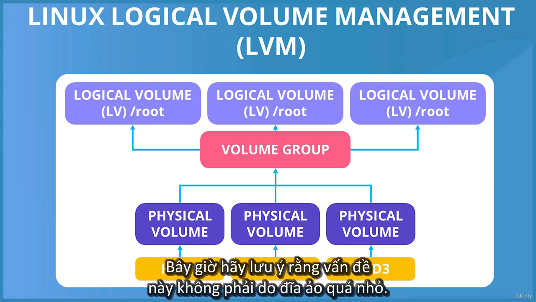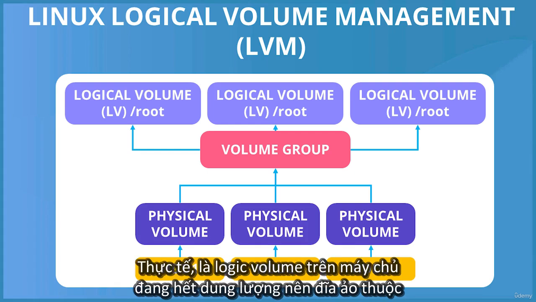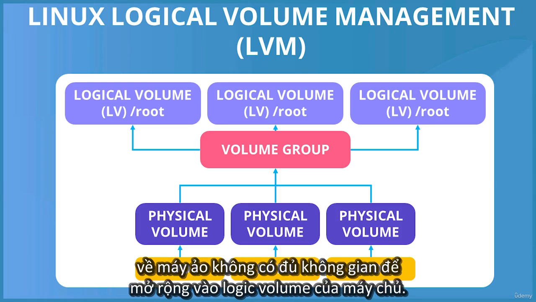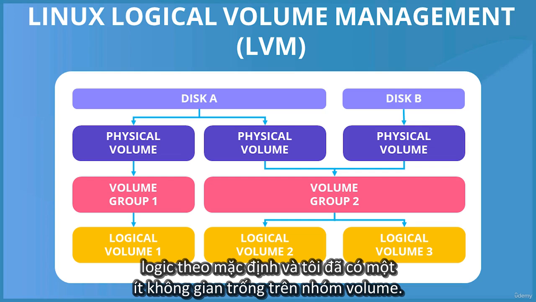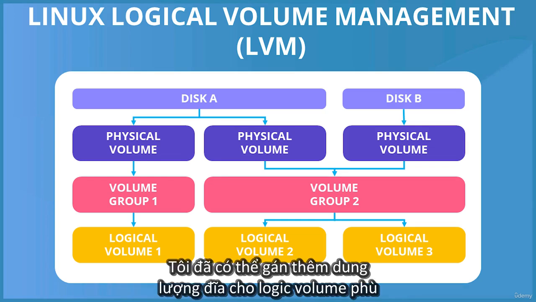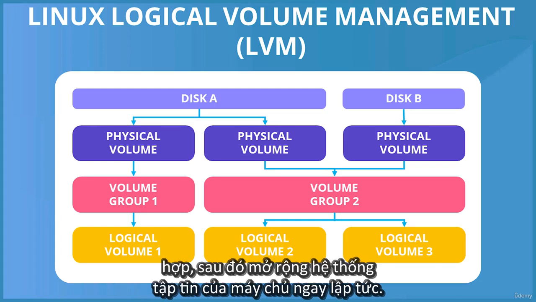Note that this problem was not due to the virtual disk being too small. It was the logical volume on the host computer that was running out of space, so the virtual disk belonging to the virtual machine did not have enough space to expand onto the host's logical volume. Since most modern distributions use logical volume management by default, and I had some free space available in the volume group, I was able to assign additional disk space to the appropriate logical volume, and then expand the file system of the host on the fly.